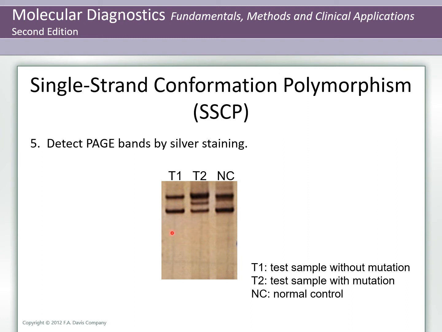Patterns are detected using silver stain, radioactivity, or fluorescence. So here's just another example of a figure using PAGE, in which T1 is the test sample without the mutation, T2 is the test sample with the mutation, and NC is the normal control. Of note, ethidium bromide stain is not used because it's less sensitive than the other stains or methods.